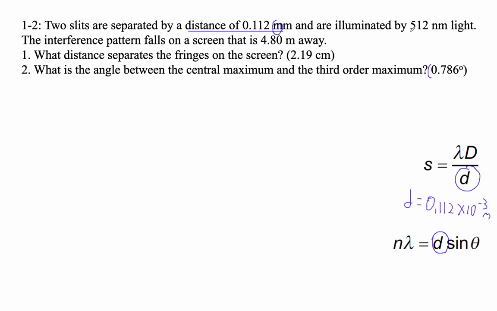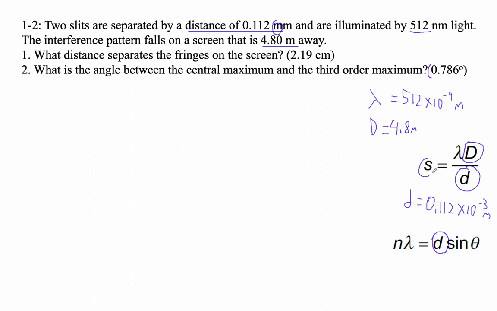Okay, are illuminated by 512 nanometer light, so our lambda is 512 times 10 to the minus ninth meters. Okay, let's see. And the interference pattern falls on a screen that's 4.8 meters away. Okay, and that's this big D in this equation. That's 4.8. What distance separates the fringes on the screen?